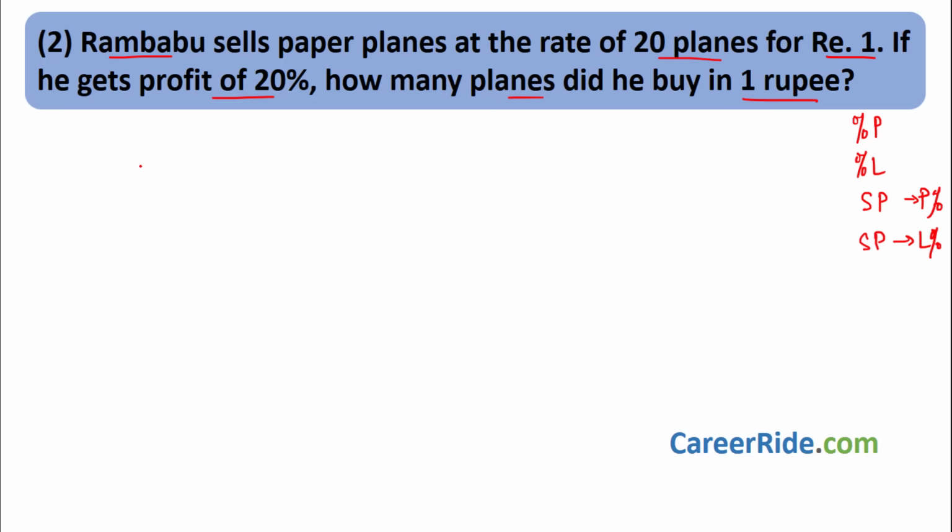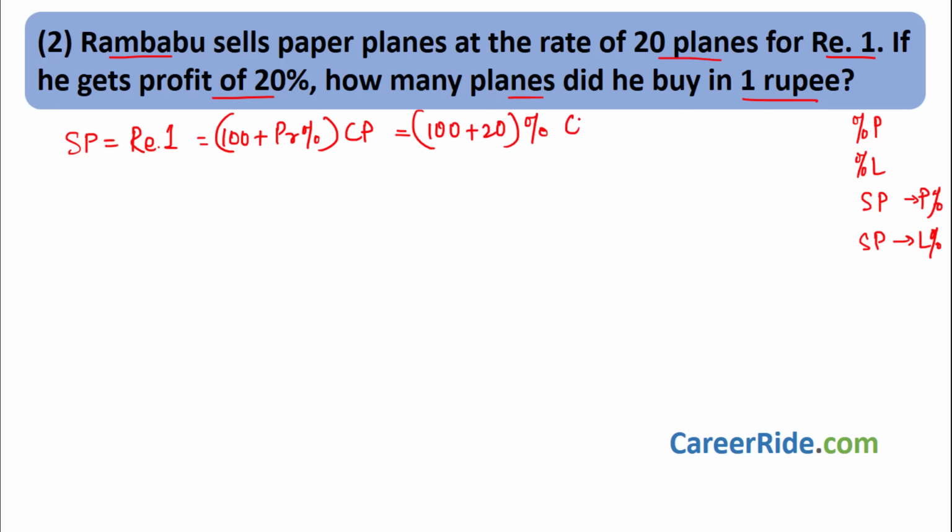Now Rambabu sells paper planes at the rate of 20 planes for rupee 1. So the selling price for 20 planes is rupee 1. Since he gets a profit, the selling price would be given by 100 plus the profit percentage, multiplied by cost price. 100 plus 20 percent of cost price, because we do not know what the cost price is right now. So 1 would be equal to 120 upon 100.